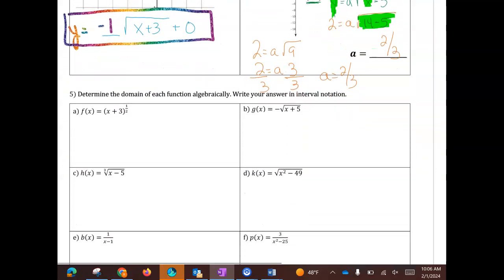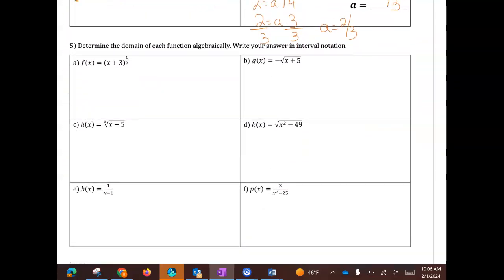All right, let's go to domains. So we've got our 2 big domain issues. One issue is when x is inside a square root.